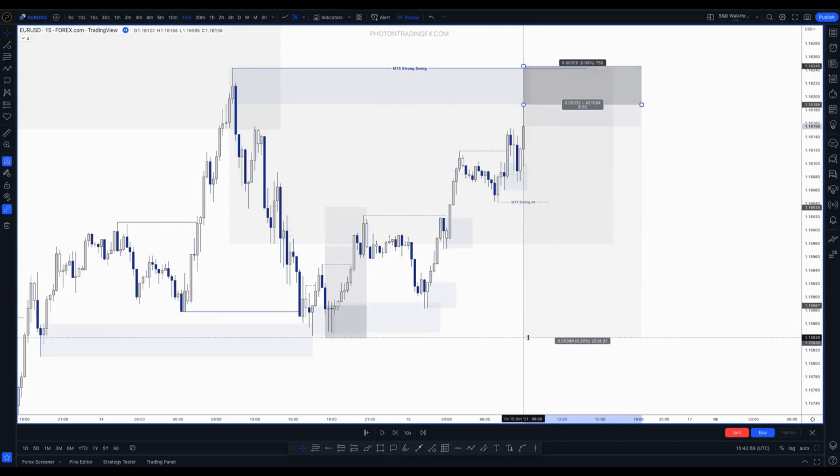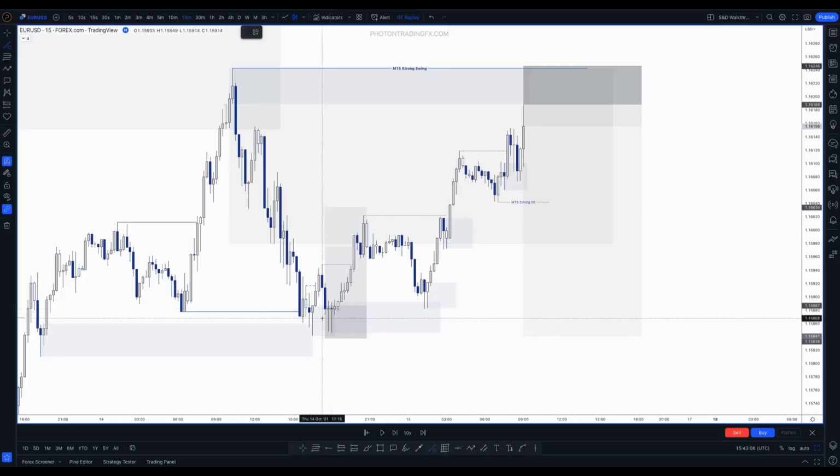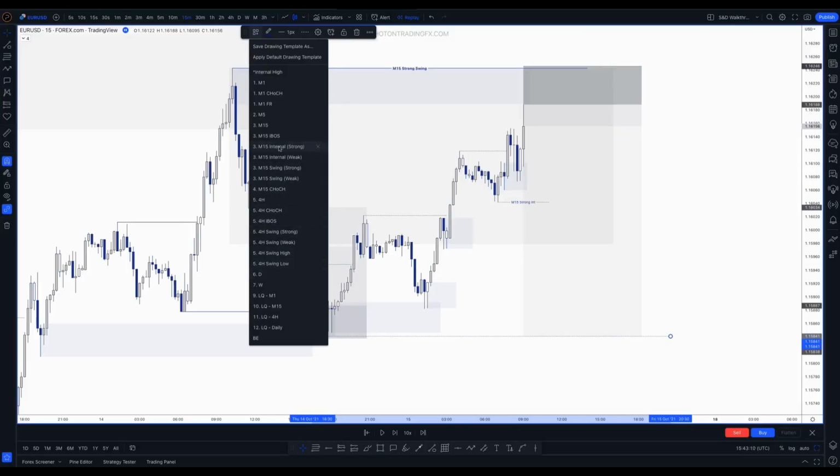And then you could weigh up your risk to reward, okay? Over 5R to the swing low, for me, that would be good enough. I like, anything over 5R, I think is more than good enough. And then you would target the weak M15 swing low, right? If you wanted to take that trade.